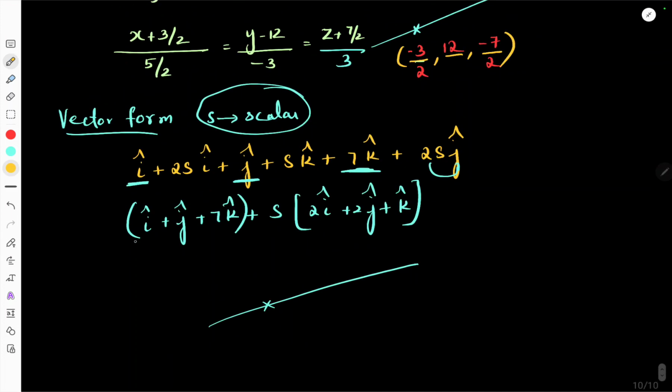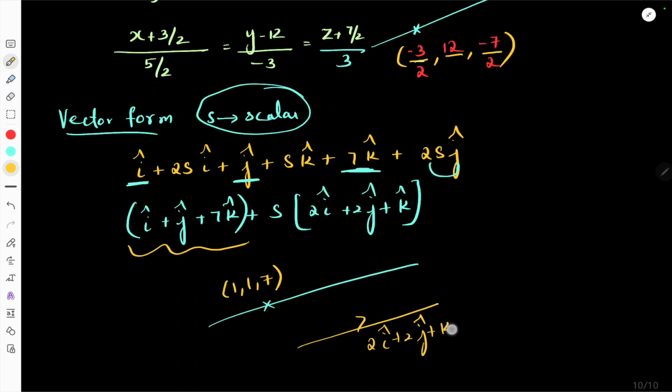So after writing this, the point on the line will be equal to just this one. This is the position vector of the point on the line. So the point on the line will be (1, 1, 7), and the parallel vector will be equal to 2i cap plus 2j cap plus k cap. So like this only we have to find the point on the line and the parallel vector if the line equation in the vector form is given like this. It is very important to find the shortest distance.